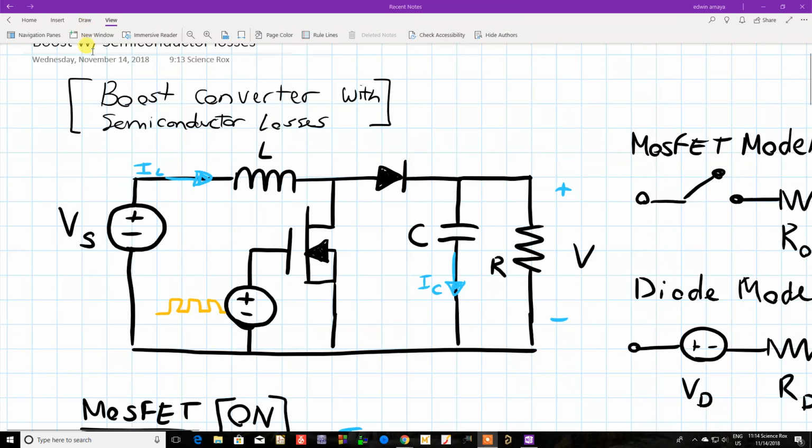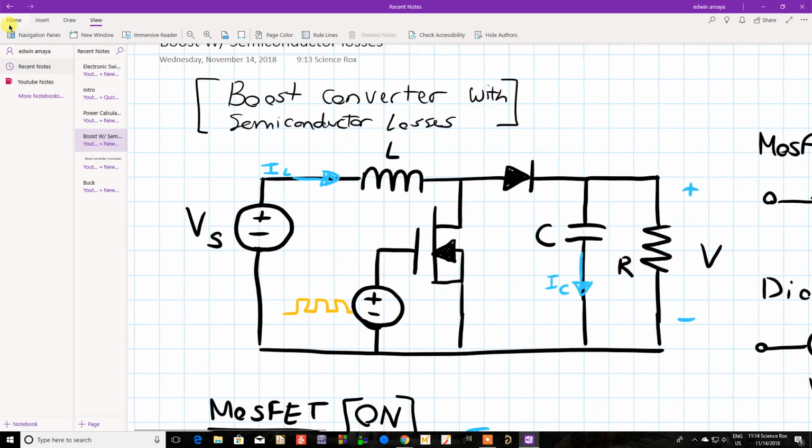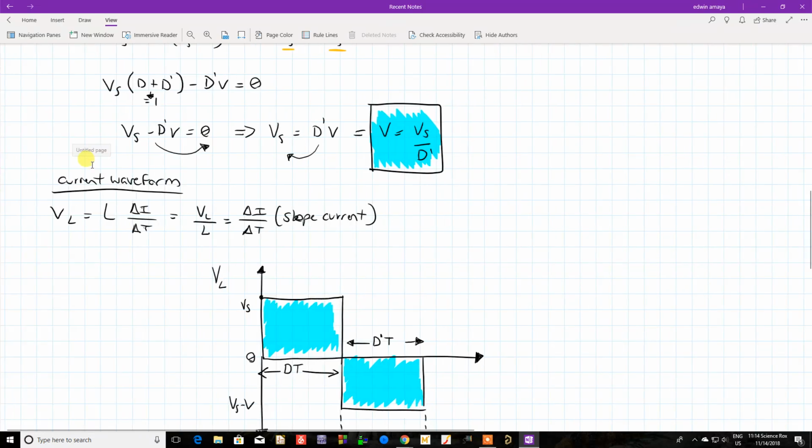Okay, in this video we're going to analyze the boost converter. However, this time we will include semiconductor losses as far as the diode and transistor are concerned. We won't be looking at the equivalent series resistance of the capacitor just yet. But this method is pretty much a lot different than the version with no losses, which is right here.